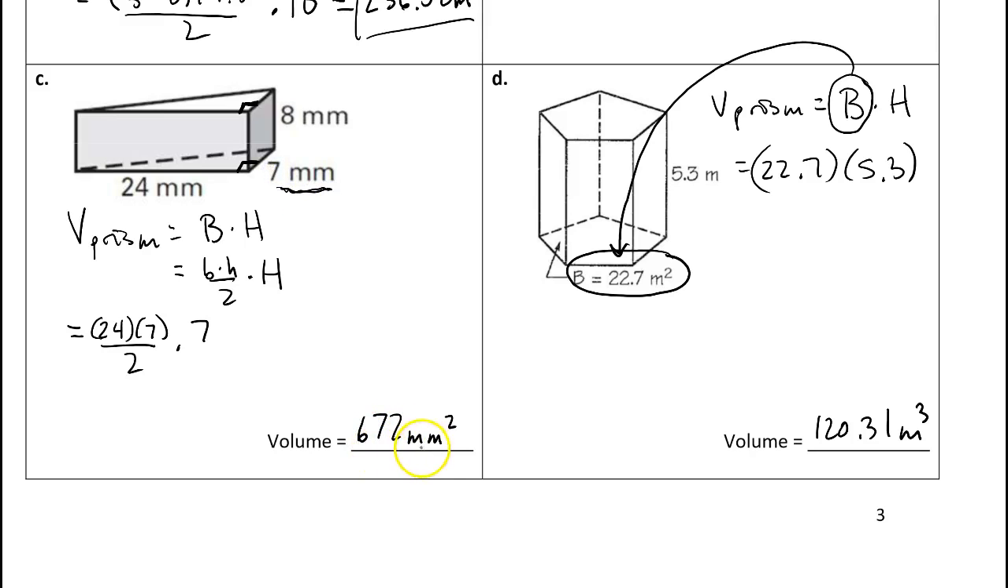So there's 672 millimeters. And then for this one, you notice they give us the area of that base, so we don't really have to calculate anything. So then again, it would be area of the base times the height, so that's 22.7 times 5.3, or 120.31 meters cubed. Oh, this should be cubed over here, so make sure you have that cubed. Alright, so that takes care of those two examples.